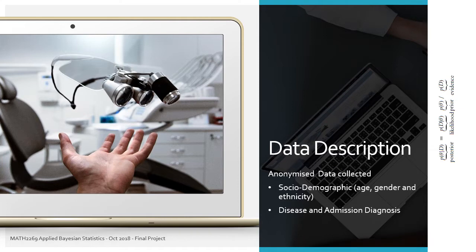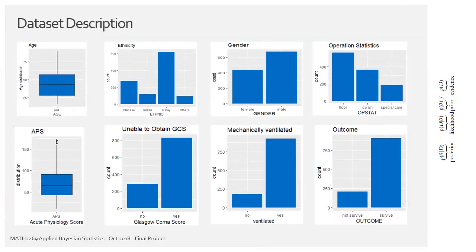Next, we're going to move on to the dataset description. We present visualizations of each feature in the dataset. Outcome is our target feature, and it is a dichotomous variable. We can see that the in-ICU mortality rate is around 90%, which is significantly high. We want to build a model that accurately helps us predict this outcome.